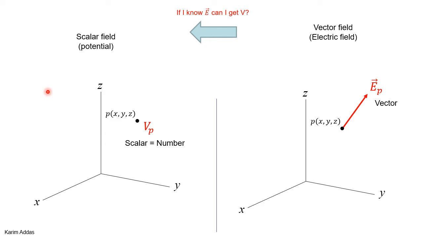So in these slides, we want to show how, if you know the electric field in a certain region of space, you can get the potential at every point in space, using this infinitesimal difference in potential between 2 points that are infinitesimally close to each other.